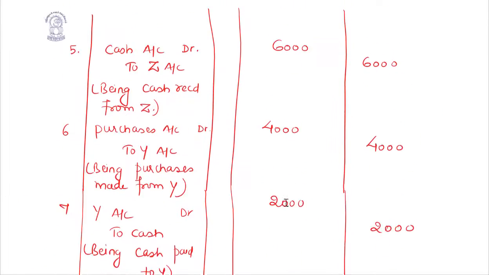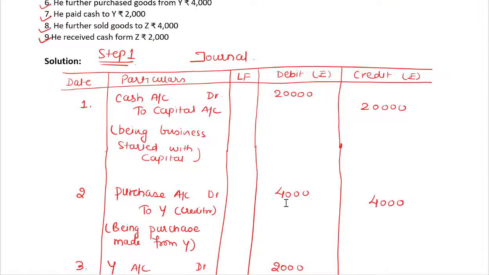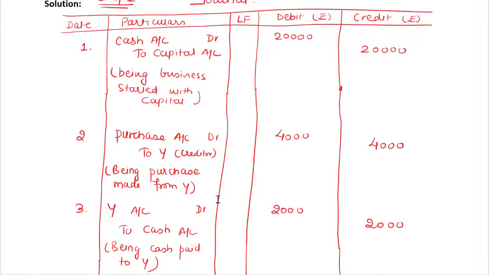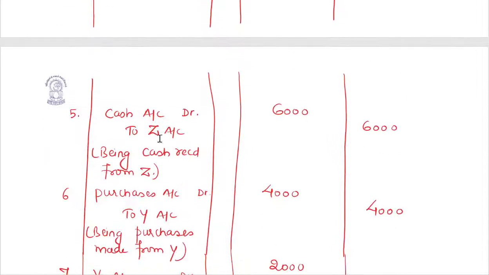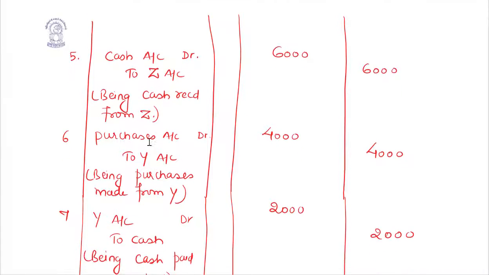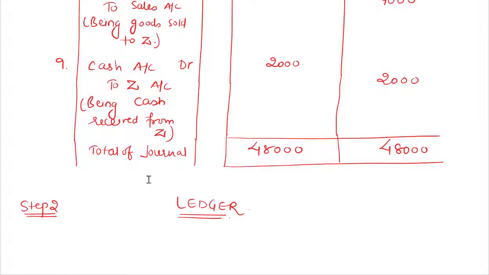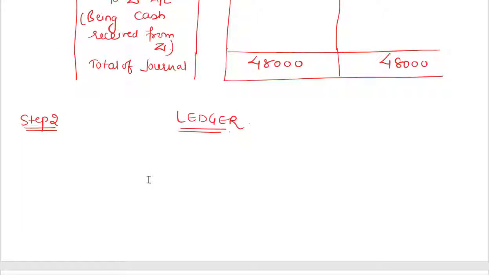How many accounts we will make? We will make cash account, capital account, purchase account, Y account. This we had already made. Z account, sales account. This we had already made. So these many accounts need to be made. Just make it along with me. The first account is cash account.